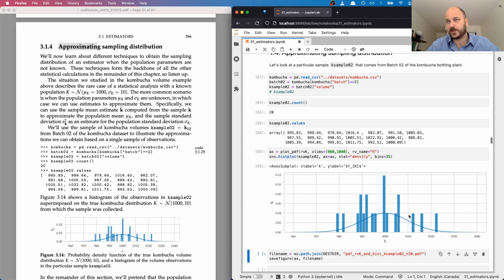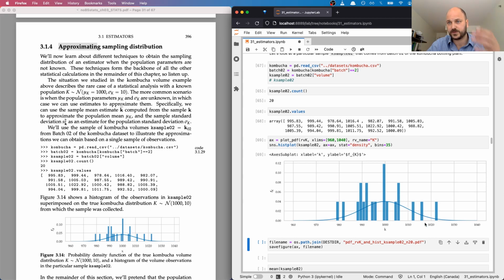So the blue bars here, the histogram, show the data from this particular sample. The blue line shows the true population, but we don't know that. So instead we just have the histogram. And as you can see, the distribution of the sample observations is kind of representative of the true population. Okay, so this is what we need.